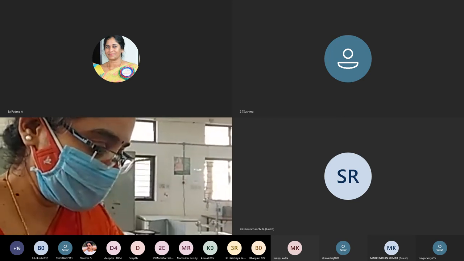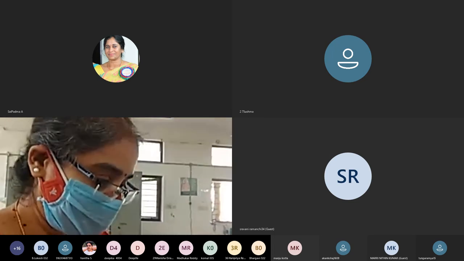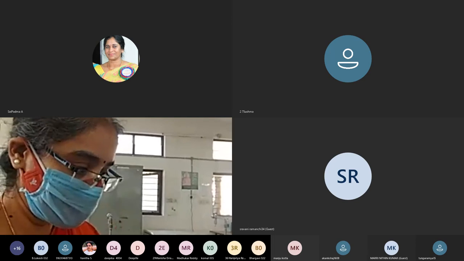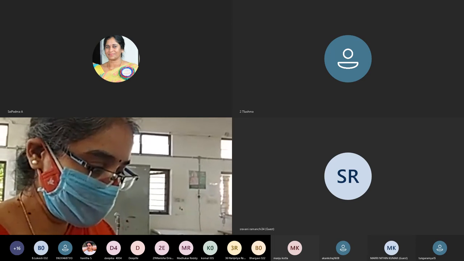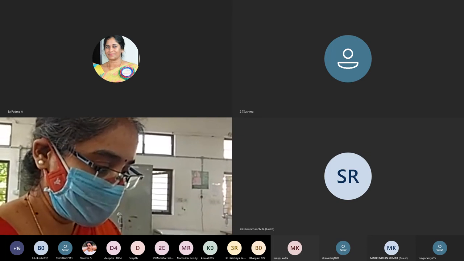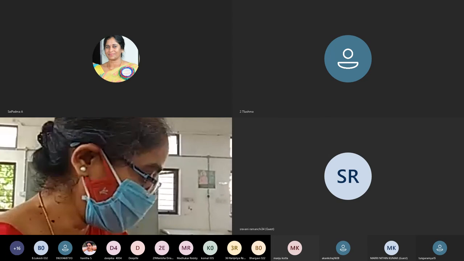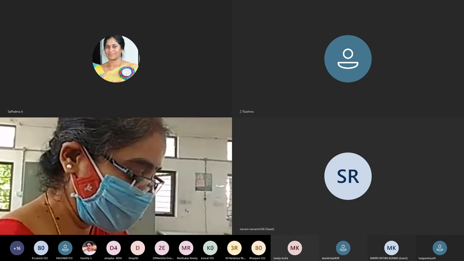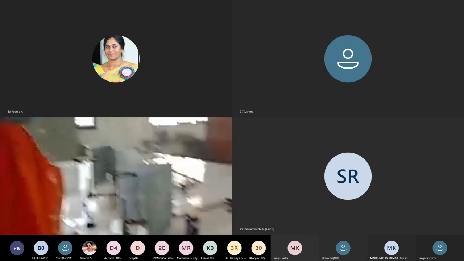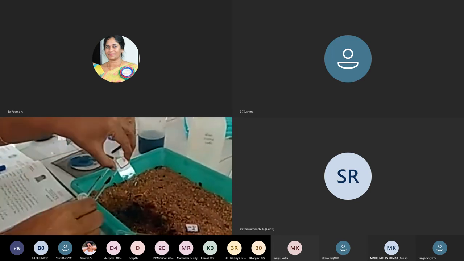So when I add the decolorizing agent, that is the organic solvent, 95% ethanol or acetone, there will be dehydration of the peptidoglycan. Once it gets dehydrated, it acts like a locking system, so the crystal violet iodine complex will get locked within the cell wall of the gram-positive organism, whereas in the case of the gram-negative organism, it will undergo solubilization in the presence of the decolorizing agent, that is 95% ethanol or acetone.